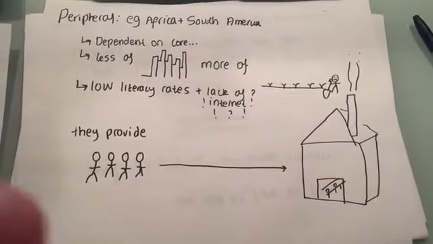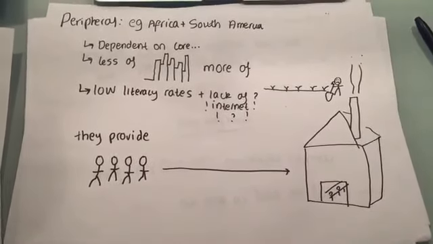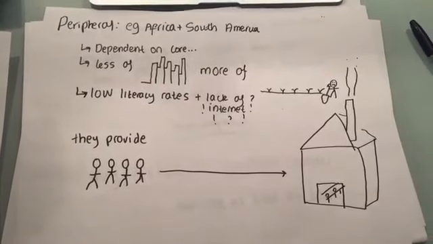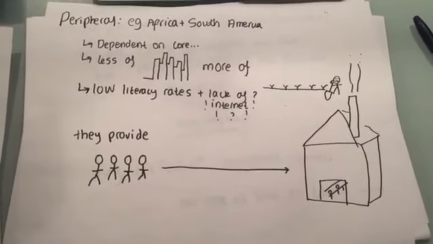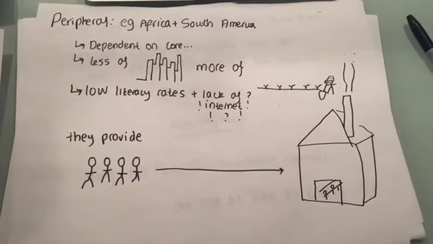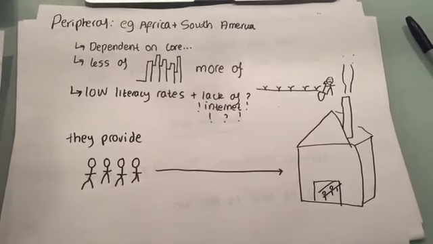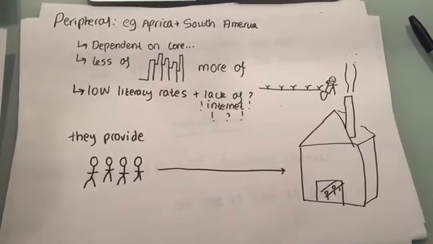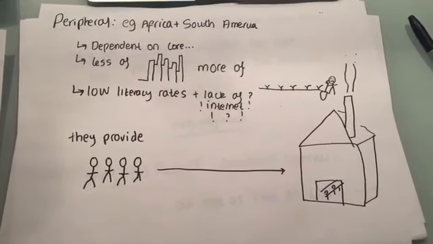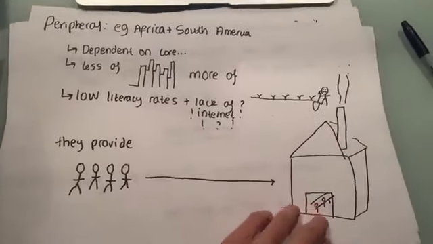Peripheral countries, for example Africa and low-income countries in South America, are dependent on core countries for capital and are less industrialised and urbanised. Peripheral countries are usually agrarian and have low literacy rates and lack consistent internet access. Peripheral countries generally provide labour and materials to the core countries.